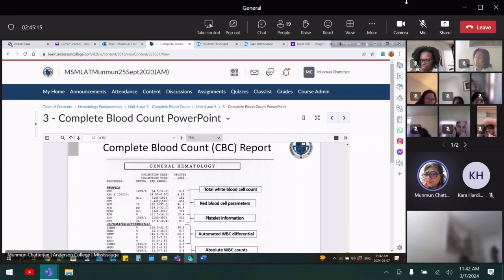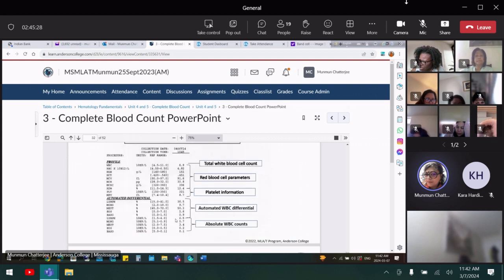So it's going to be the 14 to 18. Hematocrit, MCV, MCH, these are all going to come out as a printout. Then platelet count. This is the total white blood cell count from here.